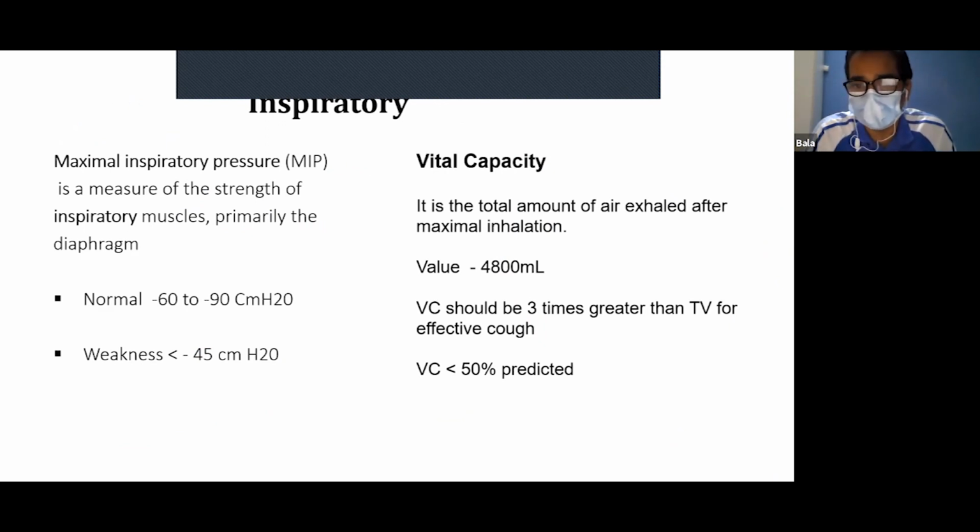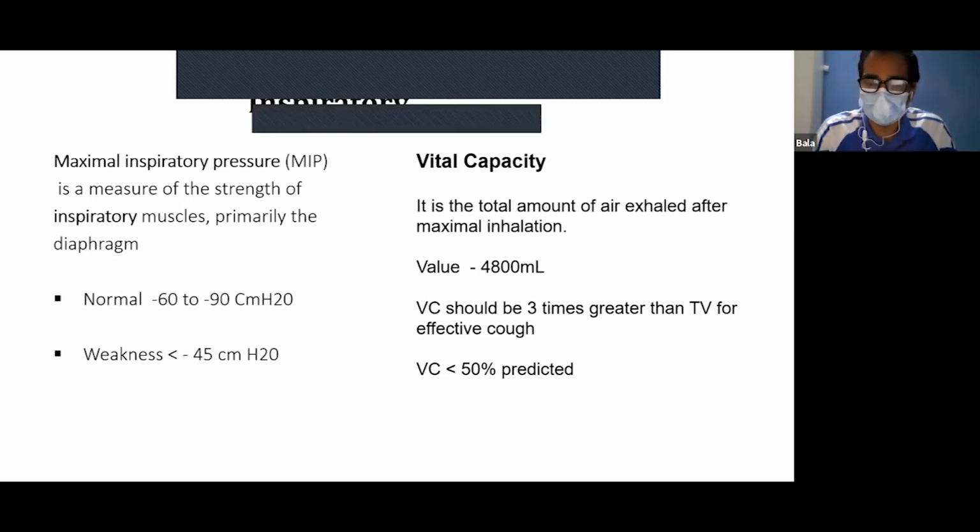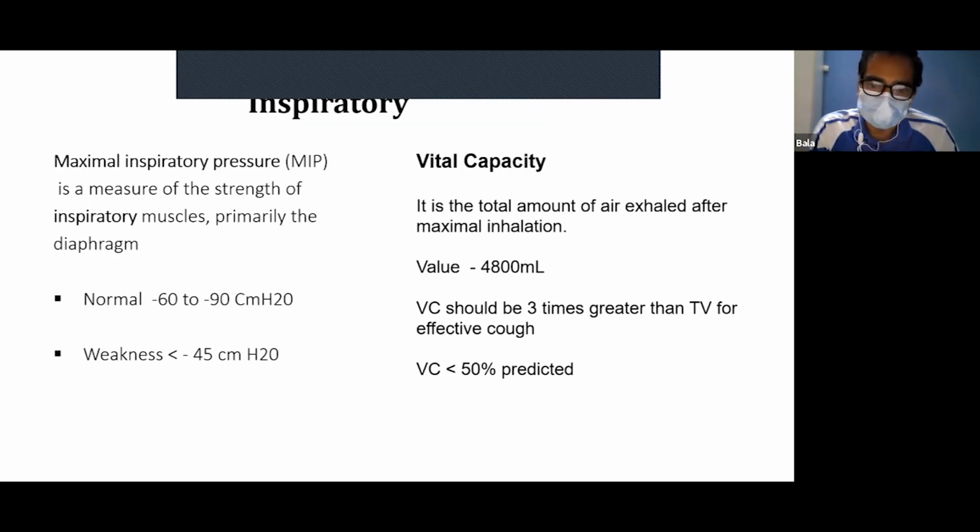Vital capacity, we all know this is the gold standard. If vital capacity is decreased, we know inspiratory muscles are weak. According to the journal, if it is less than 50% predicted, you should assume that this patient has quite significant weakness and something has to be done for the inspiratory muscles. They also say you should be able to generate 3 times your tidal volume for your cough to be effective. Just a rough guide. So that's how you measure your vital capacity.